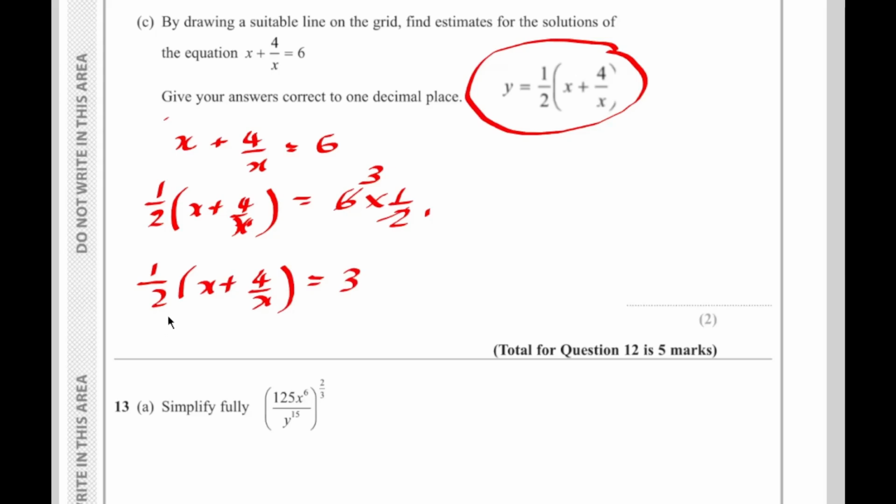Now I know that this part, I can write as y. Then I'm writing y here, equals 3. Then y equals 3. Let's draw the line y equals 3 because we formed the equation y equals 3. This part equals y, as given in the original question, which is y equals half times x plus 4 over x. Since it is y, then y equals 3. Let's go back to the curve and draw y equals 3.